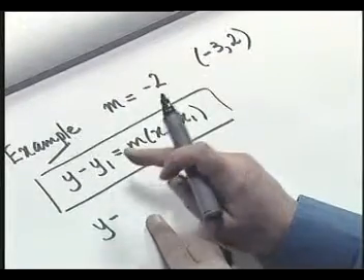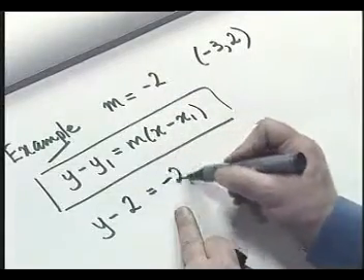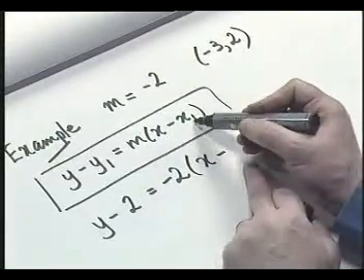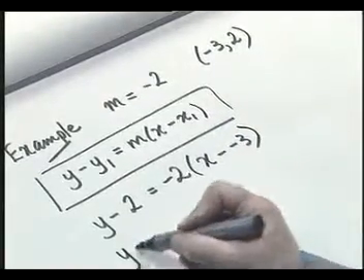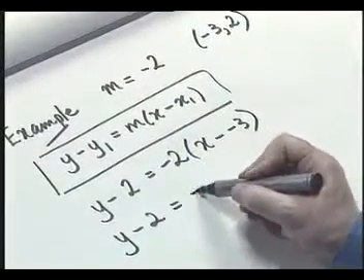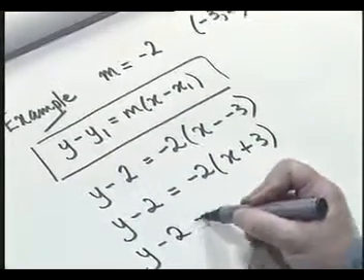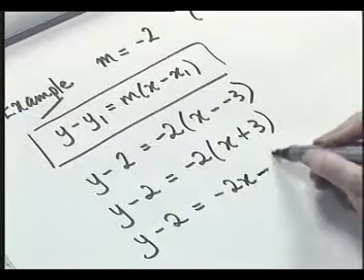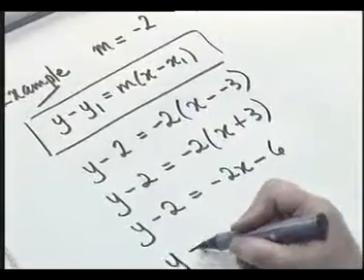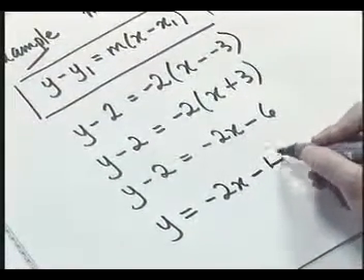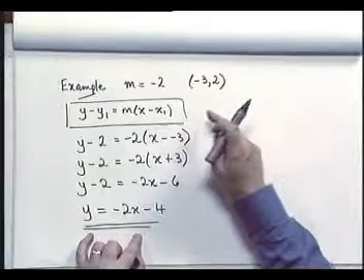y1 is the y-coordinate of the known point, which is 2. m is the gradient, which is minus 2. x1 is the x-coordinate of the known point, which is minus 3. So tidying this up, we've got y minus 2 is going to be minus 2 times x plus 3. And if we remove the brackets, y minus 2 is minus 2x minus 6. And finally, if we add 2 to both sides, we get y is minus 2x minus 4. And that's the equation of the straight line with gradient minus 2 passing through this point.